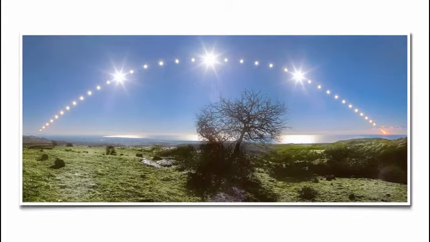Here's the apparent motion of our sun. This is during just a random day throughout the year. And you can notice that the sun's path throughout the sky is actually caused by our rotation. The sun physically doesn't move across the sky. We're the ones that are rotating.